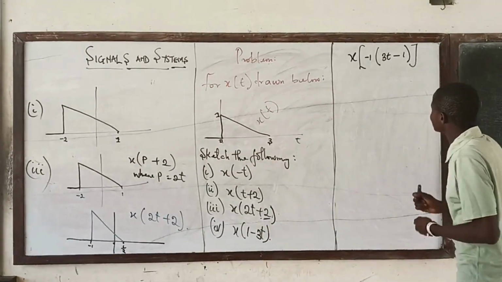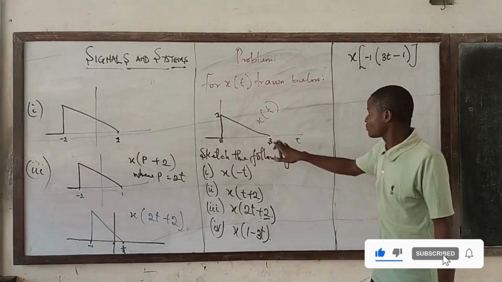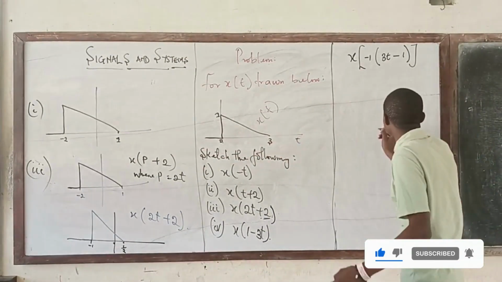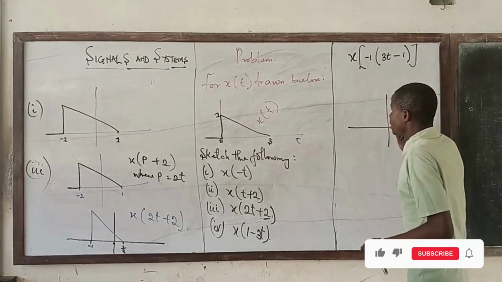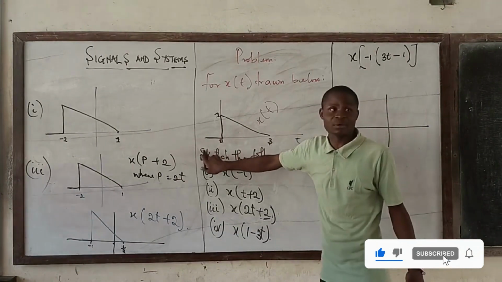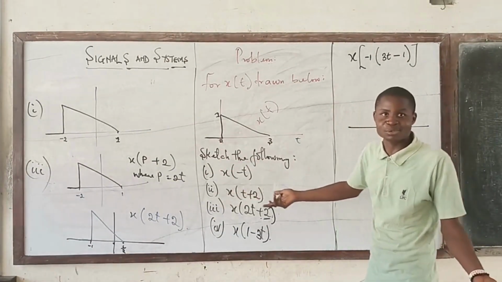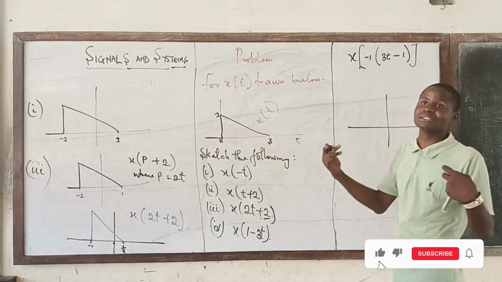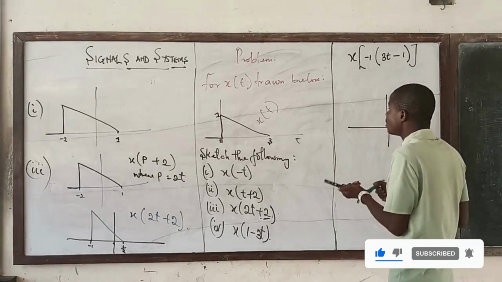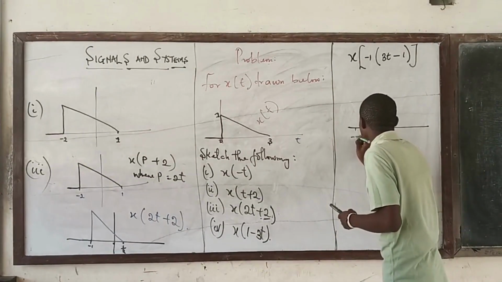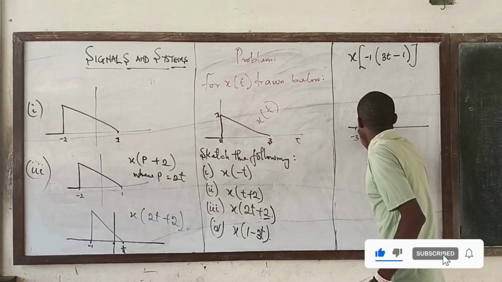Now, let's go back and do this. That means I have to flip this original signal. If I flip this signal, where I have 3, I'm going to have minus 3. Where I have 0, I'm going to have 0, since 0 multiplied by minus 1 is still 0. So I'm going to have minus 3 here, then 0 here, and the signal is now going to be like this.